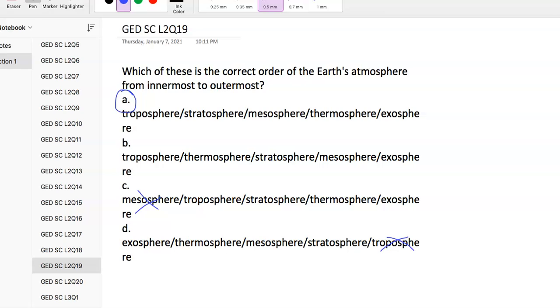I would spend the time necessary to just memorize that, but at least know that innermost is troposphere, outermost is exosphere. That's going to be worth at least one question by itself, just knowing that. And if they ask for this actual order here, if you know troposphere innermost, exosphere outermost, you could at least eliminate two of the answer choices, if nothing else.